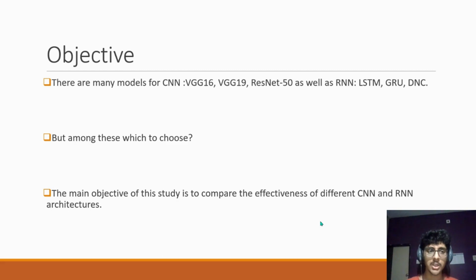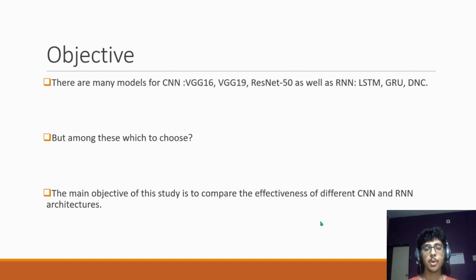Before moving to the objective, let me tell you about how the project works. We are combining both CNN and RNN models to generate captions. CNN will extract the features and RNN will combine the features and form a sentence. Thus, a caption can be formed.